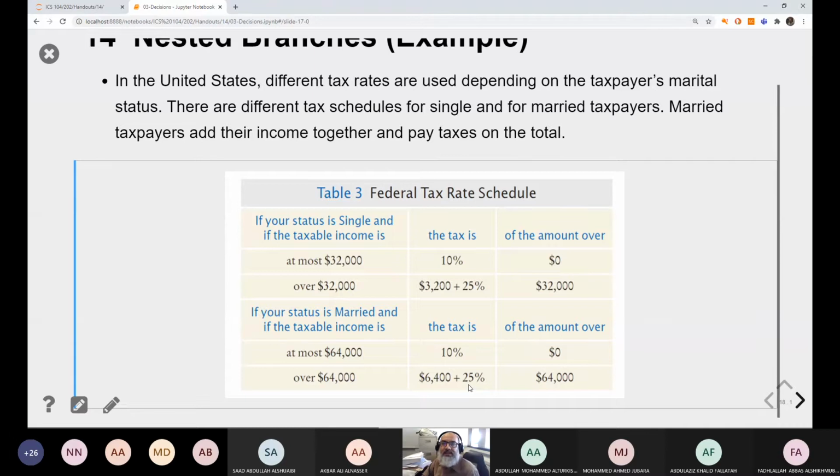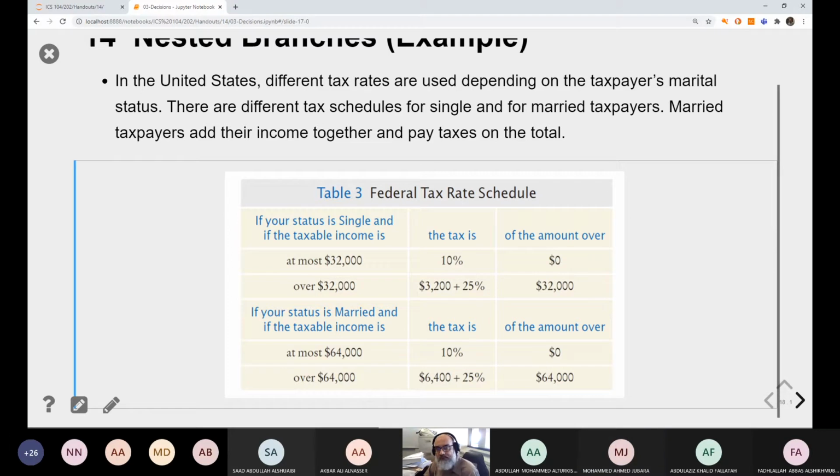So for example, if you make 70,000, then you will pay 6,400 plus 25% of how much? Of 6,000.